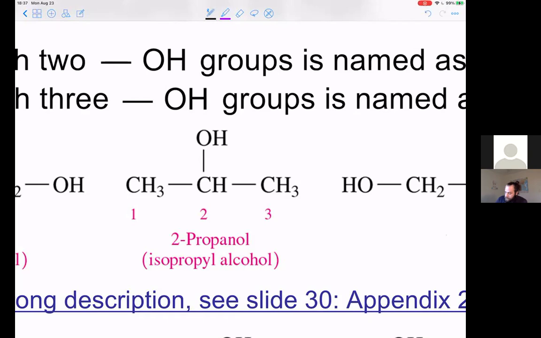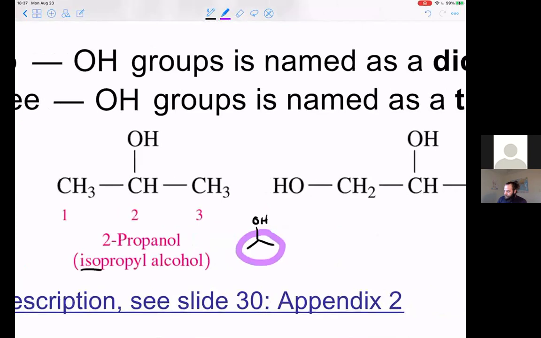Remember, the iso is when it makes that fork, right? So if I were to draw what this group would look like, in this stick structure here, it makes that fork, which would be the iso name.